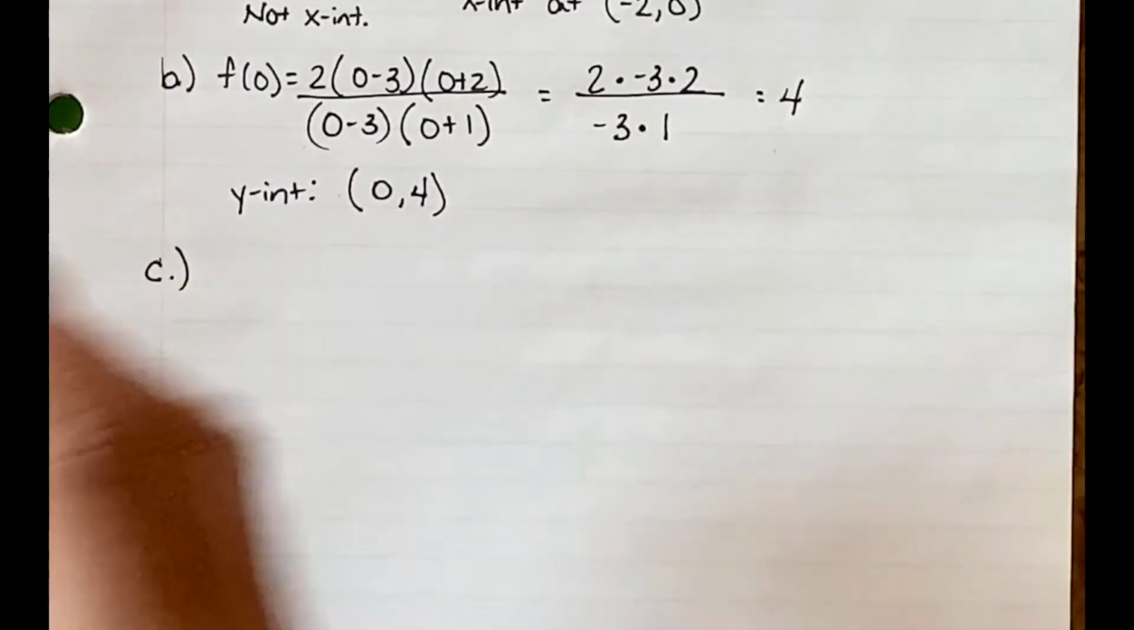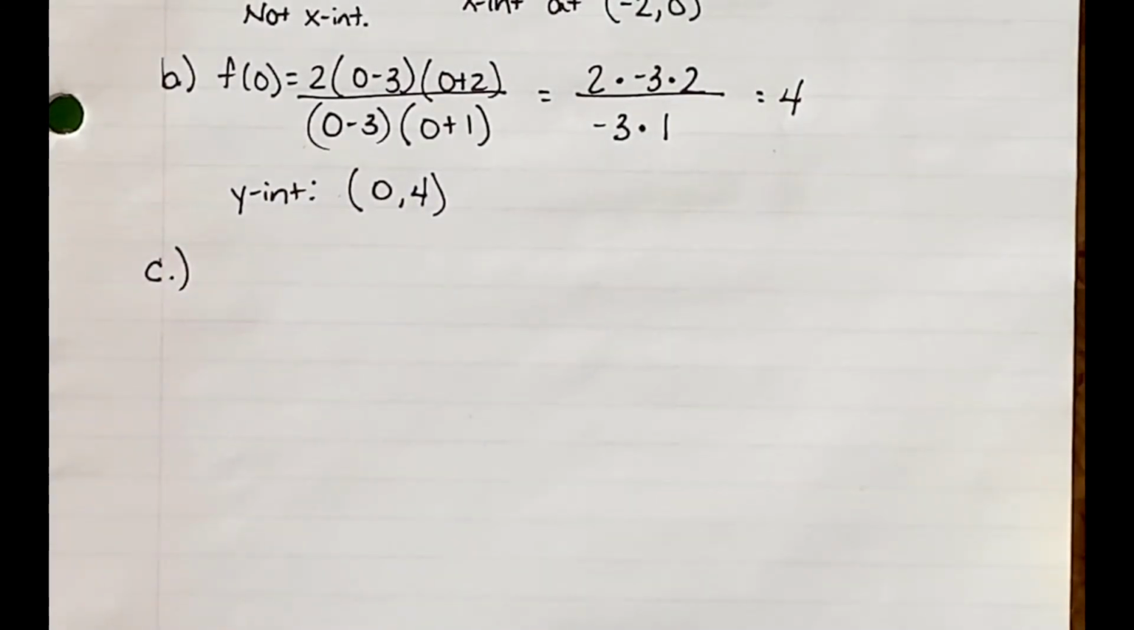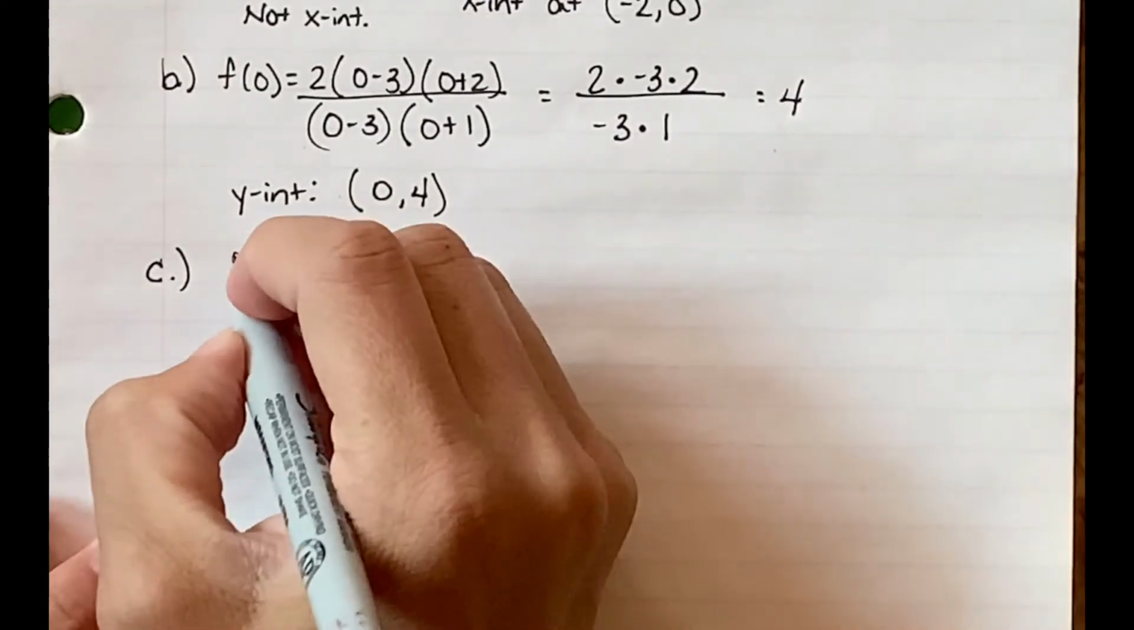Now, question C is going to ask us to find the domain. As a reminder, the domain is all of the x values that work for this function. So we have a rational function in this situation. I'll recopy down f of x for us so that we have it.